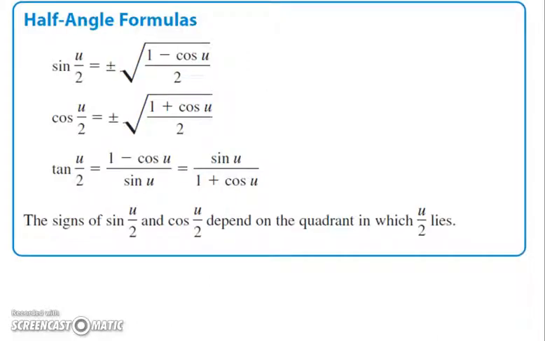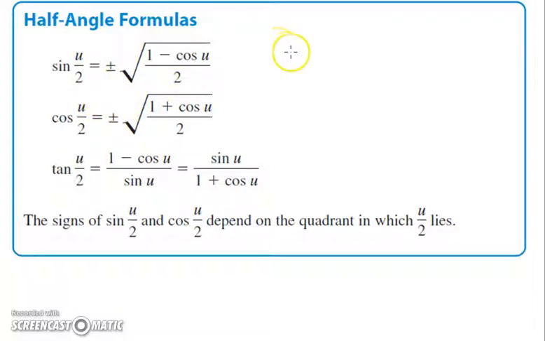Alright, last thing we're going to talk about is the half angle formulas. So we've seen double angle formulas where we have 2u, now we have u divided by 2. They're all going to be, or the sine and cosine are plus or minus, and then it's the square root of 1 minus cosine u over 2 and 1 plus cosine u over 2. It's going to be dependent on where u over 2 lies. So this plus or minus isn't always going to be there. It just depends on what quadrant you're in.